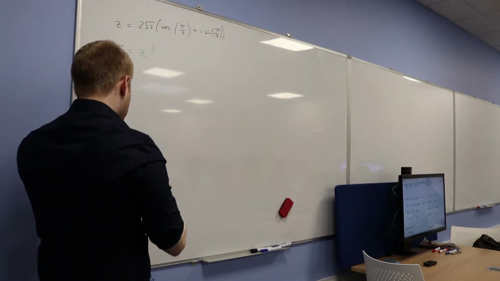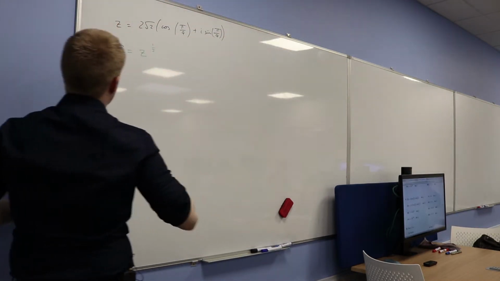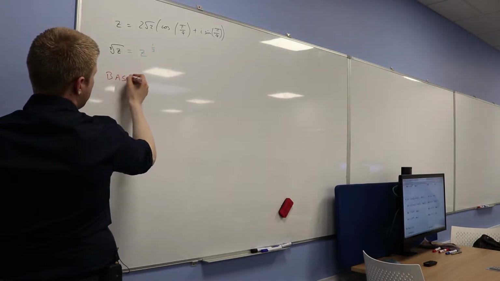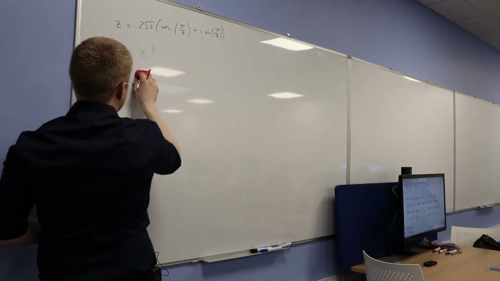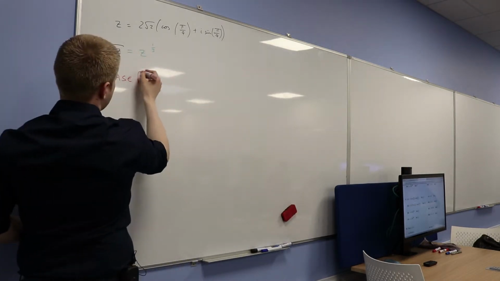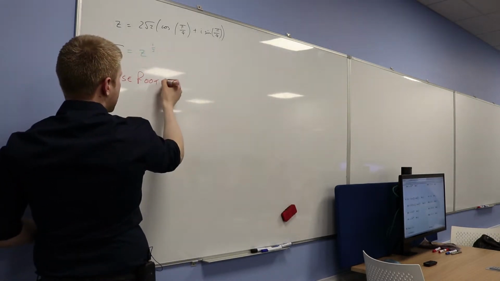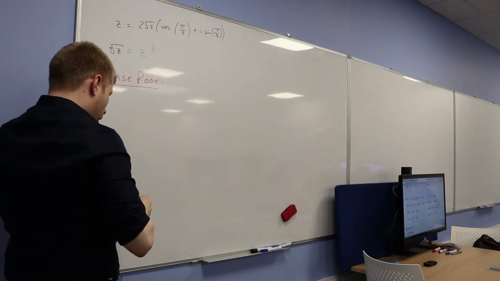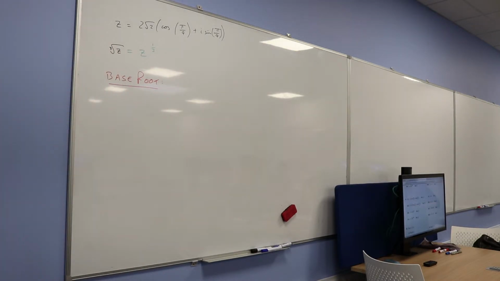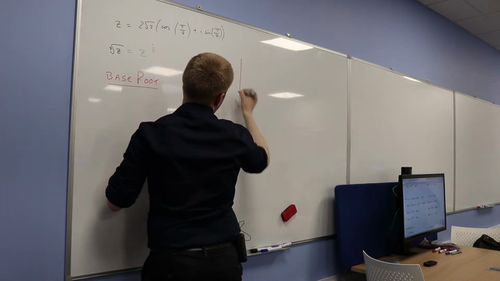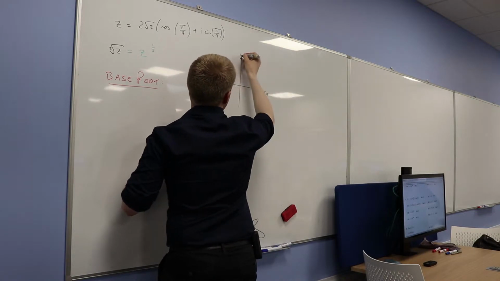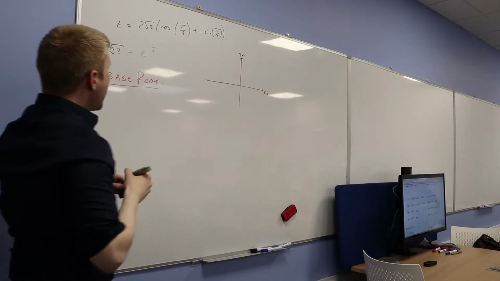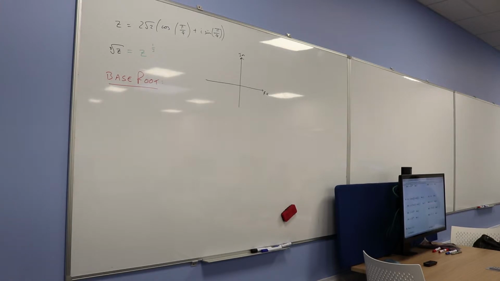Okay, so to find the base angle. In fact, a little sketch may well help here. Sorry, not the base angle, the base root. Let's find the base root first. And a little sketch may well help. So first of all, I am going to draw myself a complex plane. There we go. There's my real number. There's my imaginary number. Now, where is my base root going to occur?